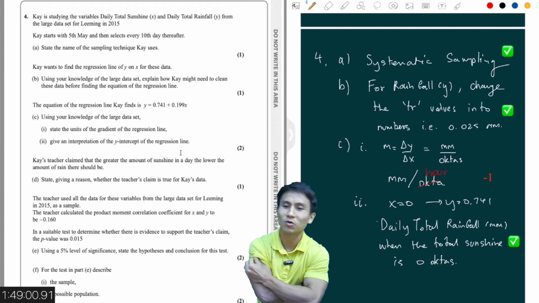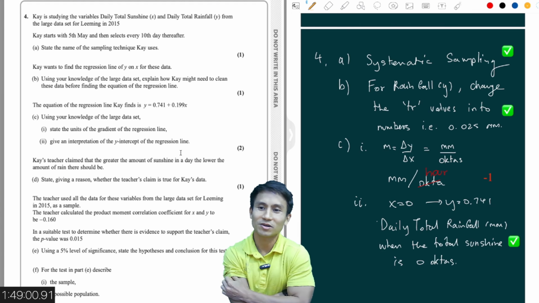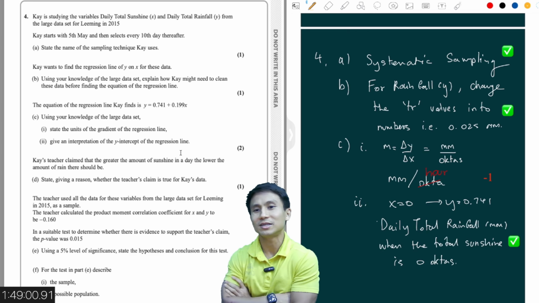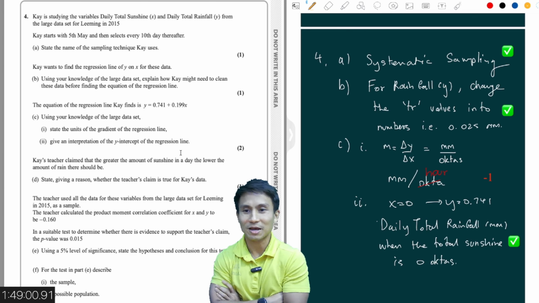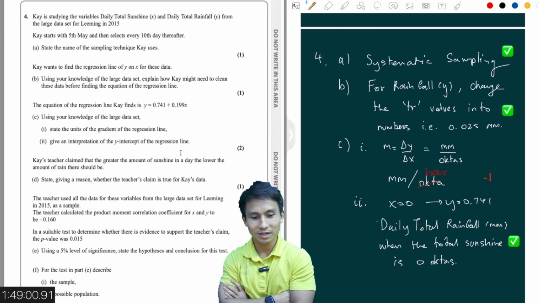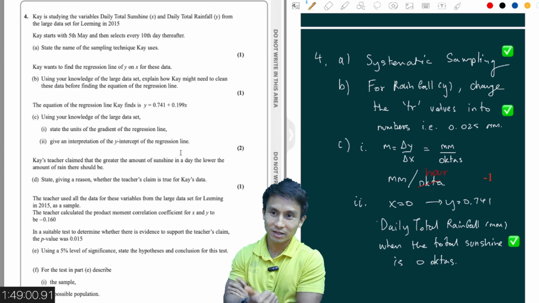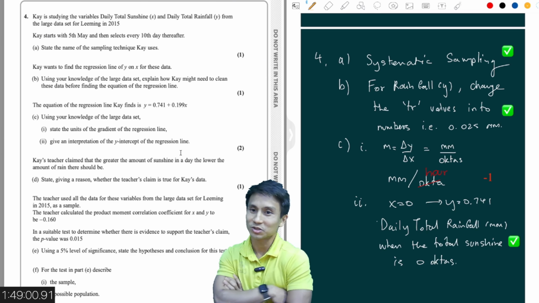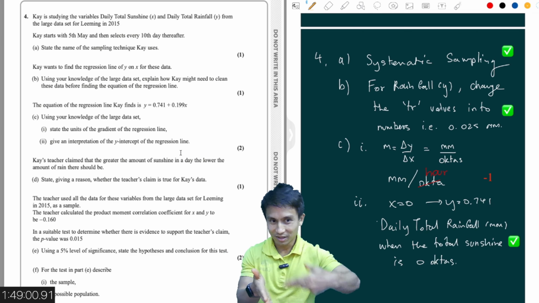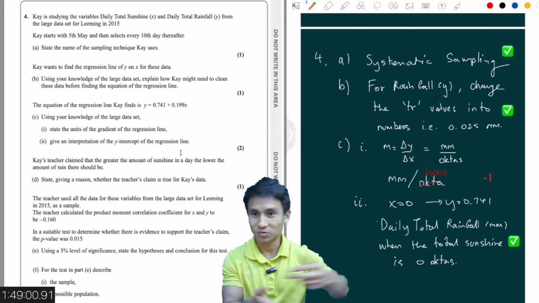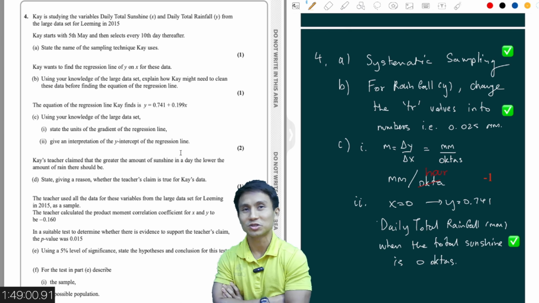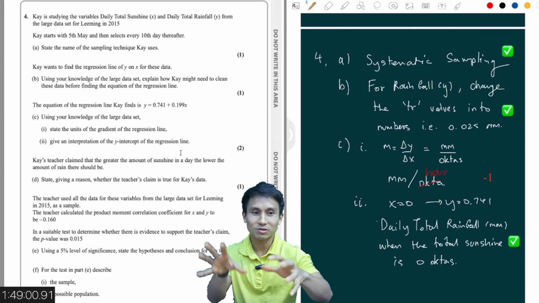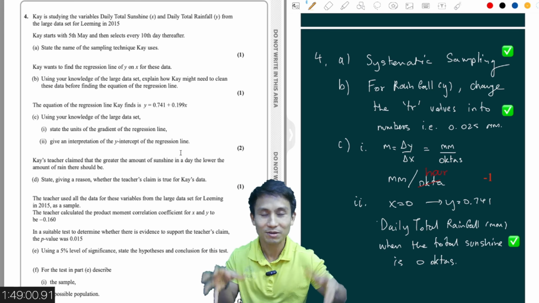Part 4A here is not usual because I've never quite seen it ask about the type of sample. You have random sampling, stratified sampling, quota sampling, and systematic sampling. So systematic is the one where you go in intervals to take the sample. Random sample is just random, you don't care about anything, you use some random number generator.